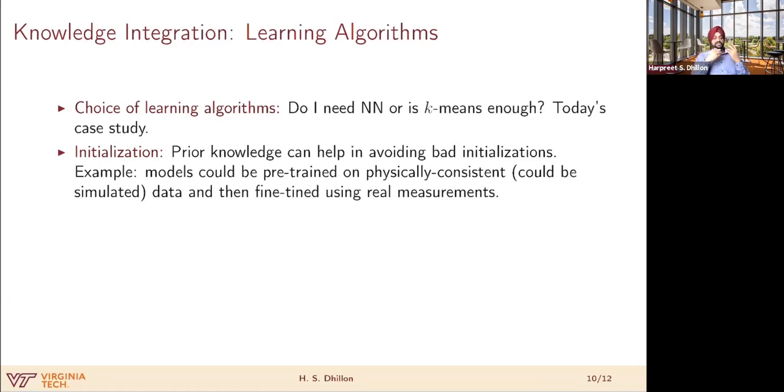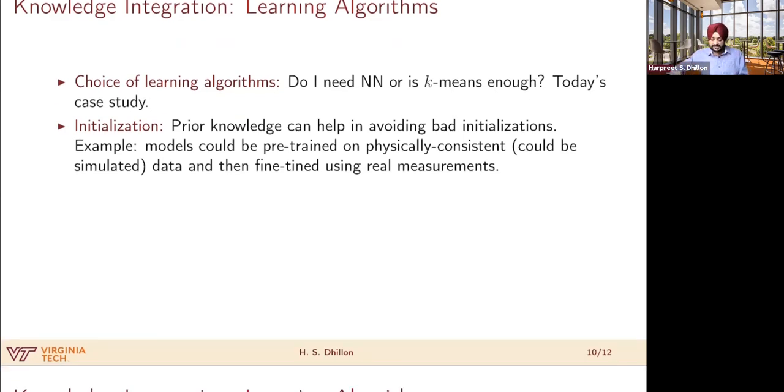It could impact initialization. People who have worked with deep learning, I'm sure, would agree that we really need to avoid bad initializations, because, with the problem being non-convex, you might be stuck in bad local optima. So one thing you could do is to pre-train your model on physically consistent data. This data could just be simulated data, and then you use that pre-trained model as an initialization, and then fine-tune that model using real measurements. That's how prior knowledge could come into the initialization process.